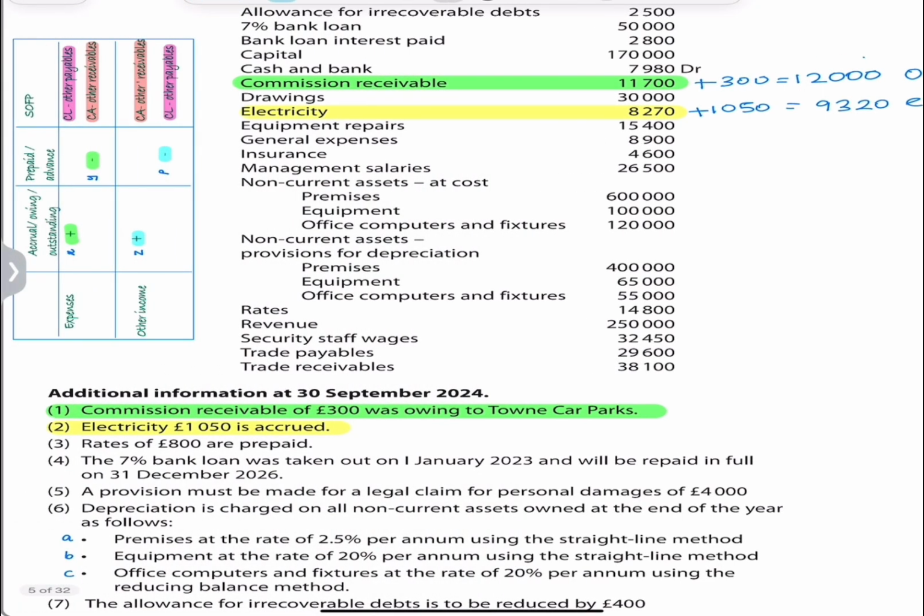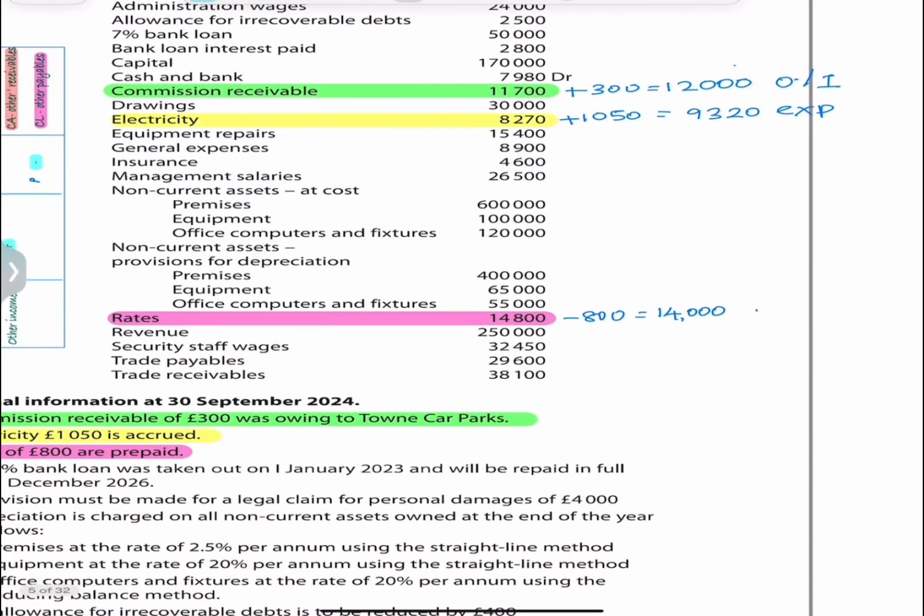Next adjustment, rates. Rates is an expense and it is prepaid, which needs to be deducted. Let's see what's the opening balance of rates. We have 14,800. From that you take away 800, which should give 14,000. This should be written under expenses in the income statement.